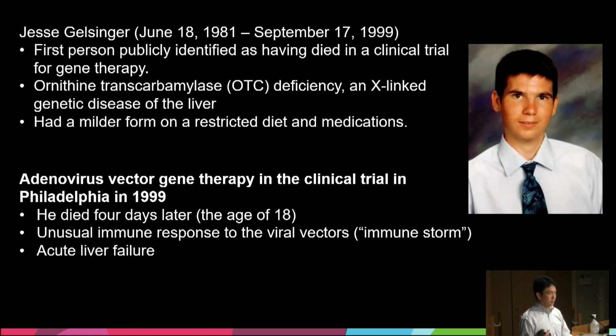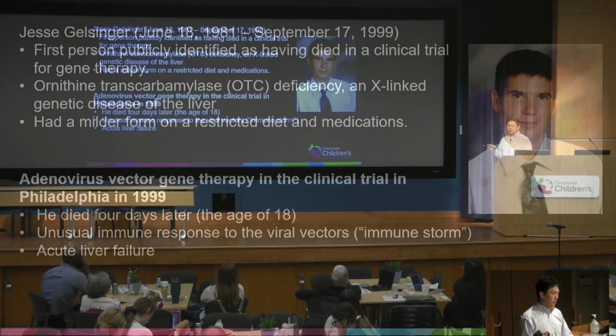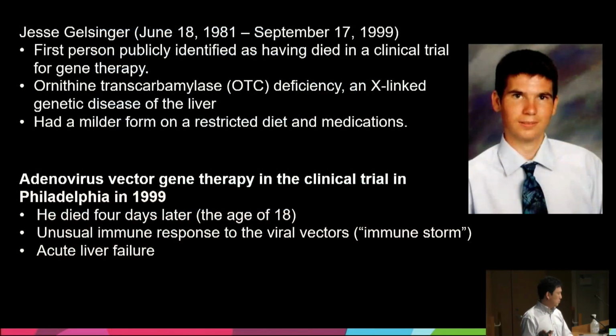He signed up for gene therapy in Philadelphia, and he immediately had very severe liver failure. He died 4 days after gene therapy, at the age of 18. It was reported as an unusual immune response to the viral vectors. It was an immune storm and he had acute liver failure.